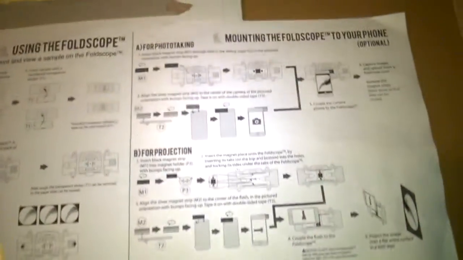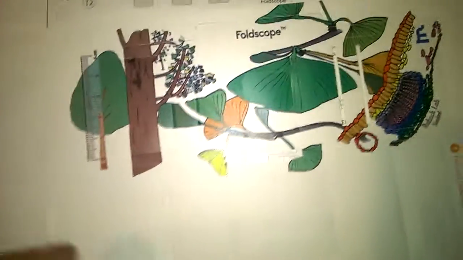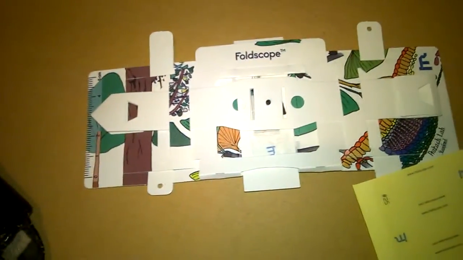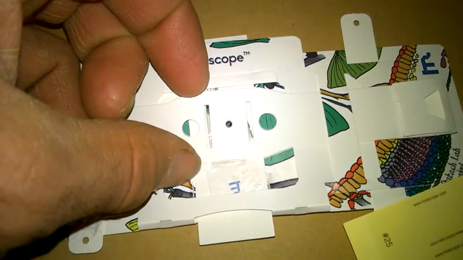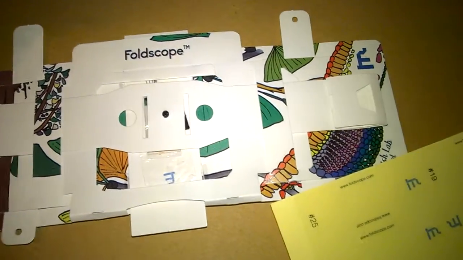This is a Foldscope, and these are the instructions. Or sorry, it comes on this, and you break out the little pieces and put them together, read the instructions, and you end up with this thing. Now, this has the high power lens in it. Some people sometimes only get one lens.